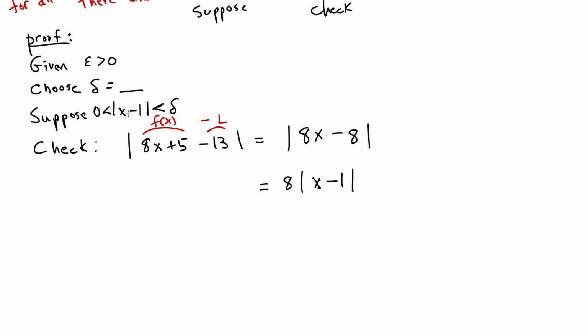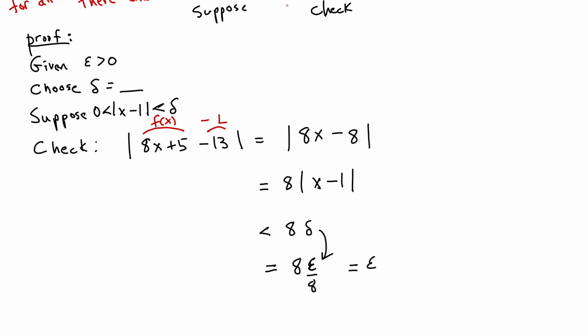Well, okay, we have absolute value of x minus 1 is less than delta from this step up here. So now we can say this is less than 8 delta. But remember, we want this thing to end with epsilon, so let's let delta be epsilon over 8. So right there, that step right there, I want to end, and then we have epsilon for our very last thing here.